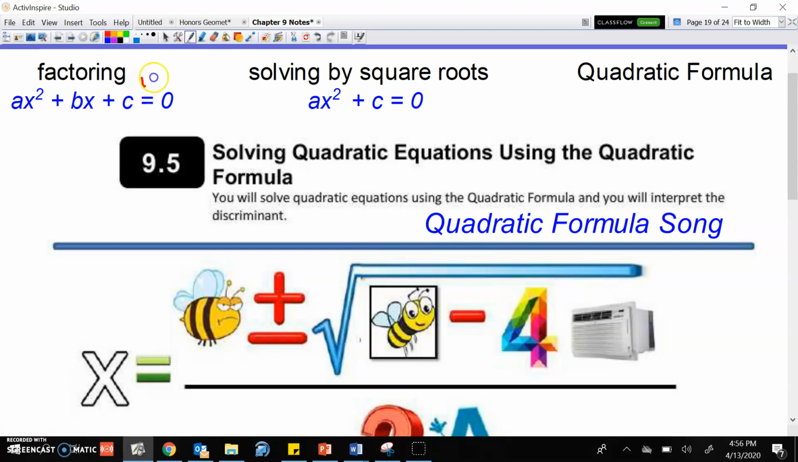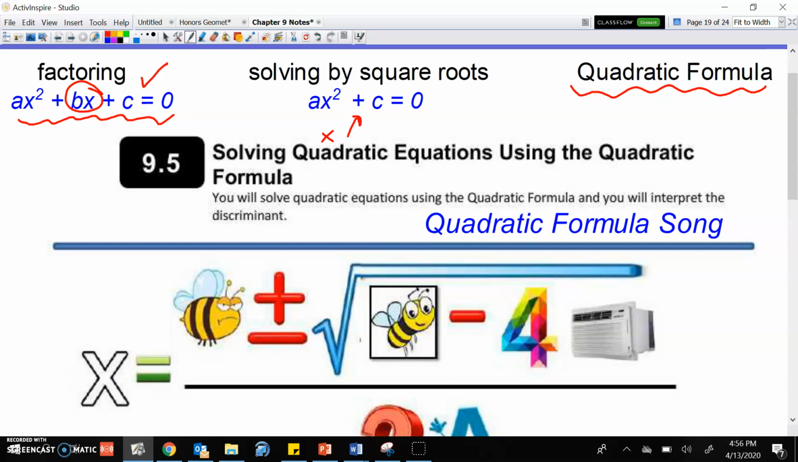So we've talked about factoring when we see something of this form, ax squared plus bx plus c equals 0, or not equal 0. We've talked about solving by taking square roots, and that's when we're missing that x term, this bx term that was there before that's not present in this scenario. So solving with square roots works great. But now we're going to talk about a method called the quadratic formula, and this works all the time.